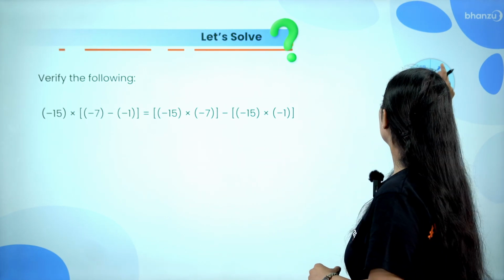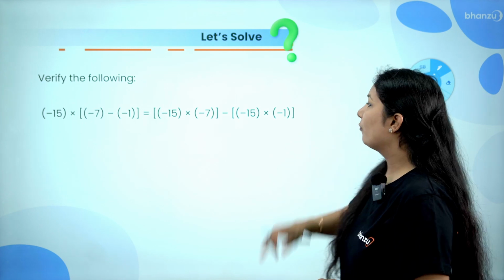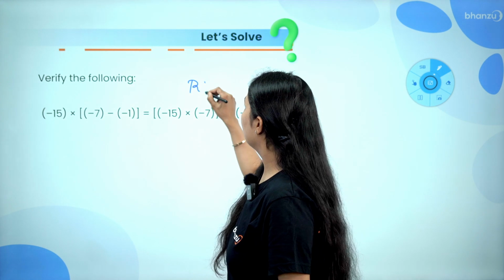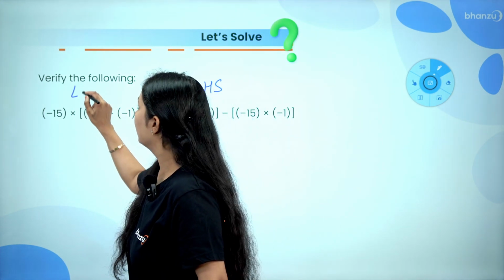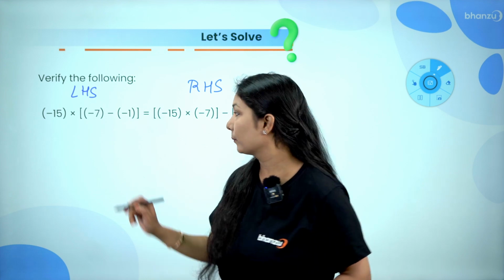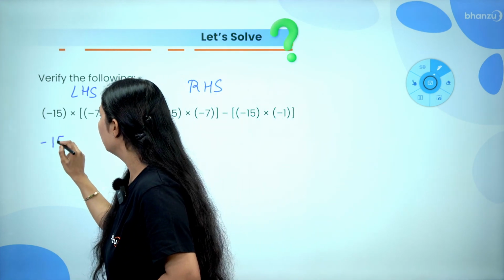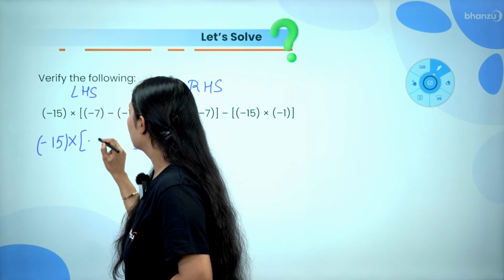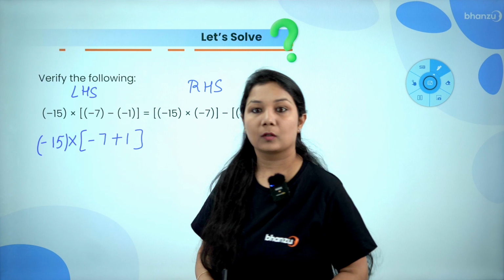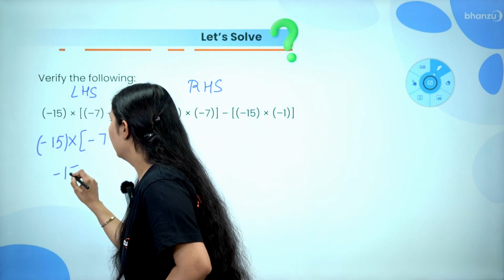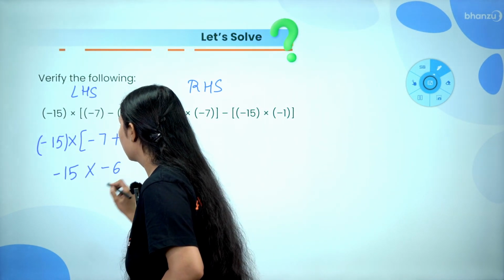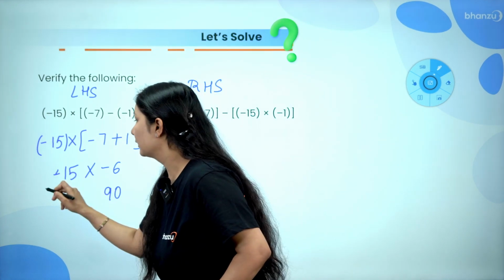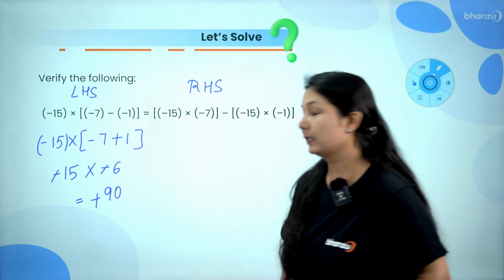So here I have a question for you for distributive property of multiplication over subtraction, right? So this is our right hand side and this is our left hand side. So let's solve the left hand side first. Over here you can see minus 15 into, we'll solve the bracket first, right? So it's minus 7 plus 1. What did we get? Minus 7 into minus 6, which is 90, right? Minus minus gets cancelled, do not forget, so it becomes plus 90.